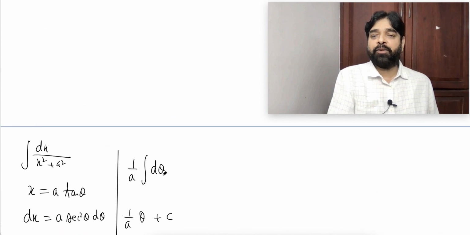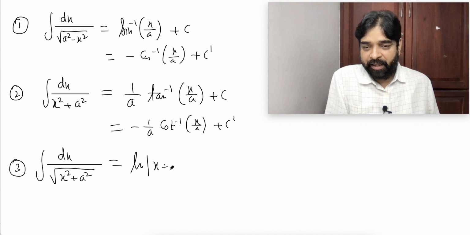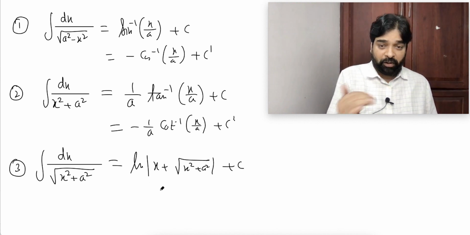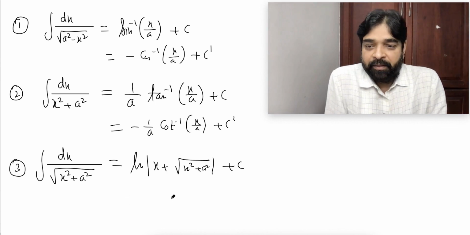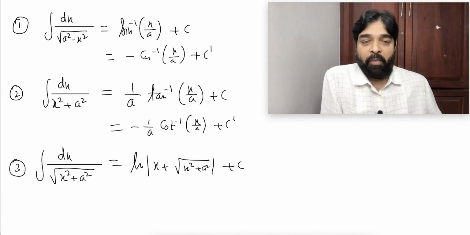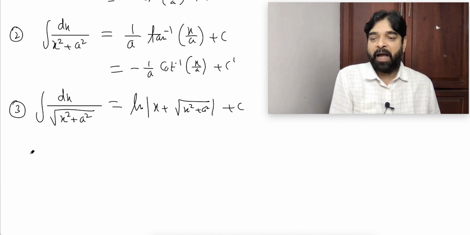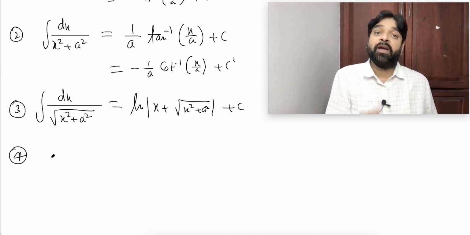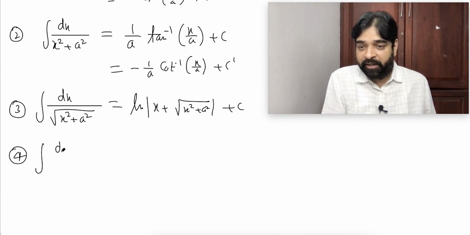So this is another standard formula. Ln mod x plus root over x square plus a square. In the next lecture, all these formulas are going to be used. There is no alternate formula. Don't think it's some other alternative. This is the formula. Dx by root of x square plus a square is always equal to ln mod x plus root over x square plus a square. Correct? Next formula. All these formulas we are doing, at the same time we are practicing the substitution method. Understand?